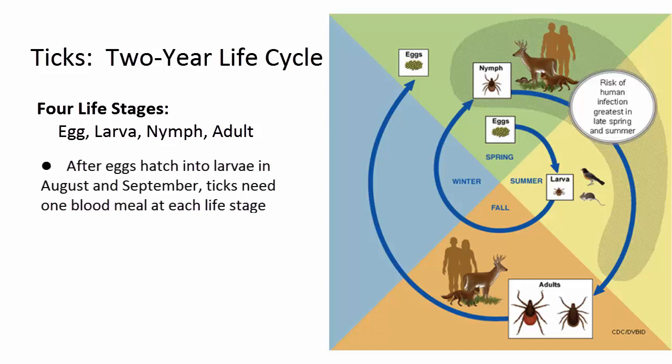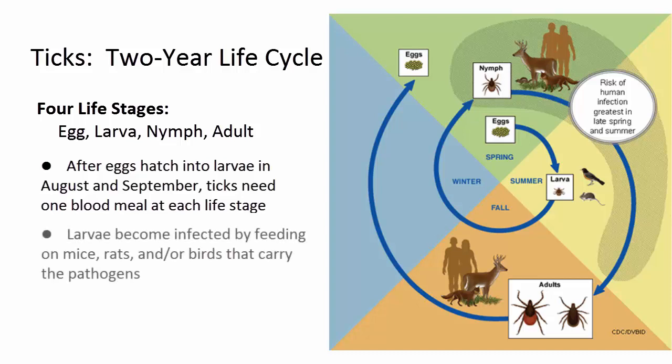In the spring of year 1, eggs are laid. Then during August and September, the eggs hatch into larvae. At this stage, the larvae find their first blood meal, usually from mice, rats, chipmunks, and several species of birds. If these reservoir hosts carry pathogens, the larvae can become infected themselves. After feeding for several days, larvae become fully engorged and drop off their reservoir host, usually into leaf litter where they molt into nymphs. Nymphs become dormant for the fall and the winter.